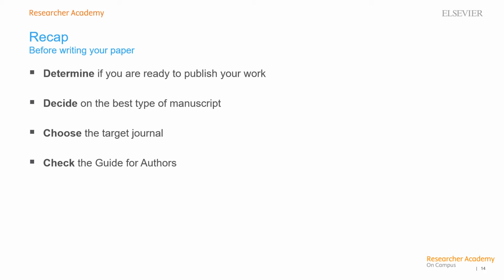The first part of this presentation then has covered the steps to take before even beginning to write your paper. Here's a summary of what I've said so far. Determine if you are ready to publish your work by analysing the significance of your achievements. Decide on the best type of manuscript, so short communication, full original article, or have you been invited to write a review paper? Choose the target journal that is most appropriate and has the right level of audience and prestige for your level of work. Check the guide for authors for your target journal and do get details for how to prepare your manuscript from there.